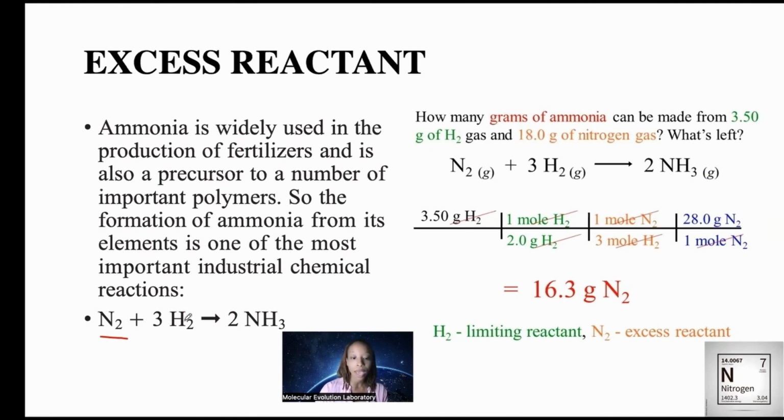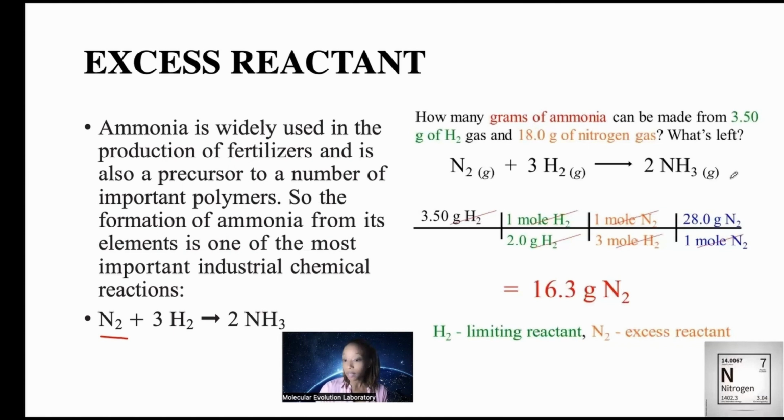N2 plus 3 H2, so nitrogen plus 3 times hydrogen will basically give you ammonia. How many grams of ammonia can be made from 3.50 grams of H2 gas and 18.0 grams of nitrogen gas? What is left? We first have to balance the equation. So we have N2 plus 3H2 gas, which basically gives you 2NH3.